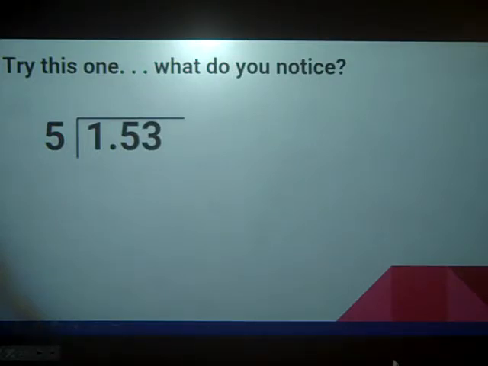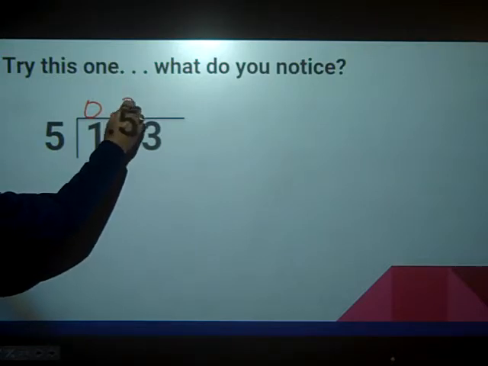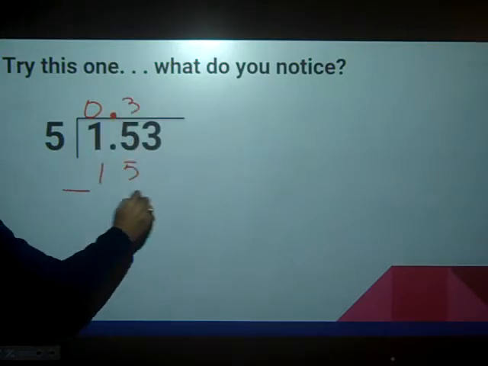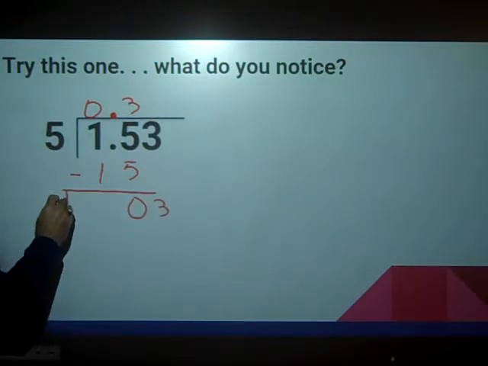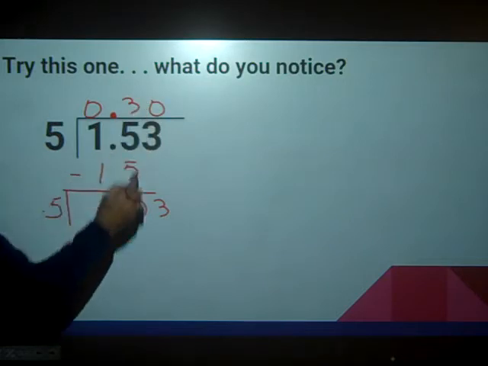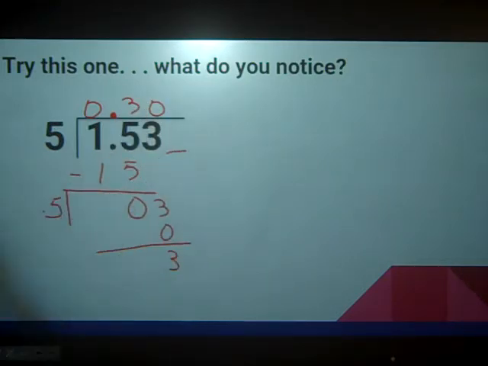Well, watch this. Put your pencil down and watch how I divide this for a second. First thing, I raise my decimal. 0, 3, 15, 0. Bring down the 3. 5 goes into 3, 0 times. Nothing else to bring down. So what does that tell me? Is my remainder going to be 3? Can I have the remainder?